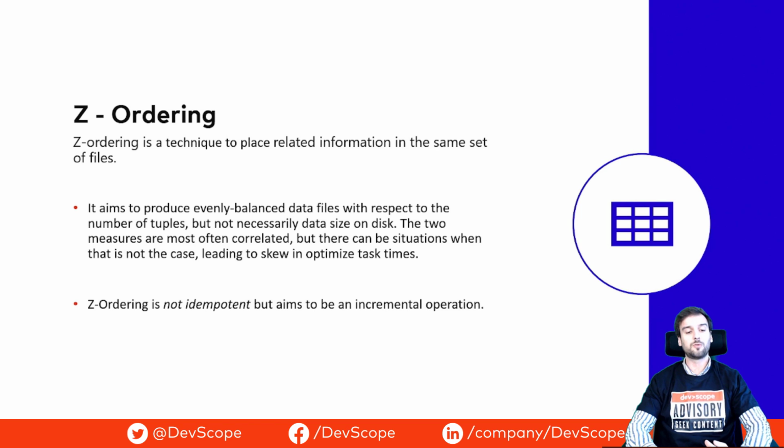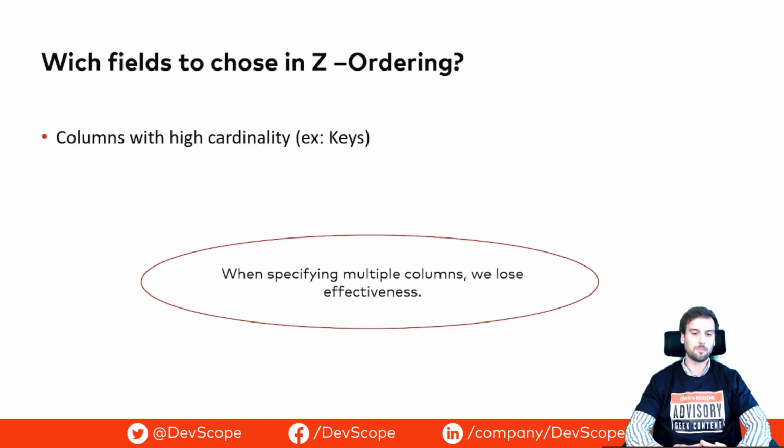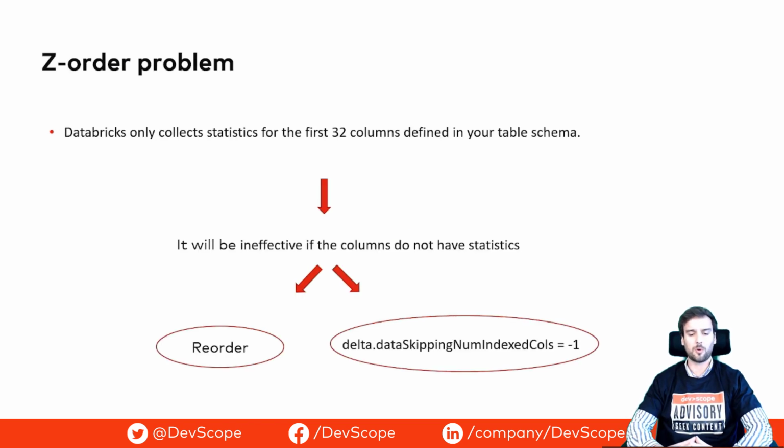And now, which fields should you choose when Z-ordering? Basically, you should choose columns with high cardinality, for example, merge keys, and you need to know that when you specify multiple columns, you are going to lose effectiveness. And now, Z-order has got a problem, and the problem is that Databricks only collects statistics for the first 32 columns defined in your table schema. So it's going to be ineffective if the columns that you choose do not have statistics and are not present in the first 32 columns of that same table.